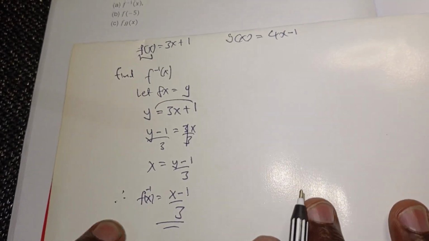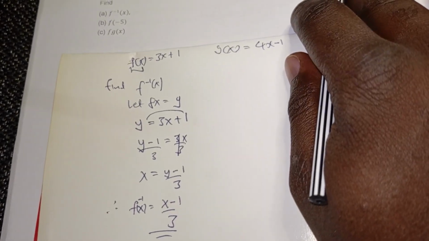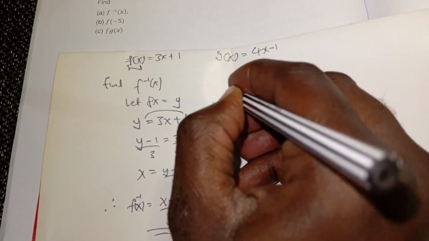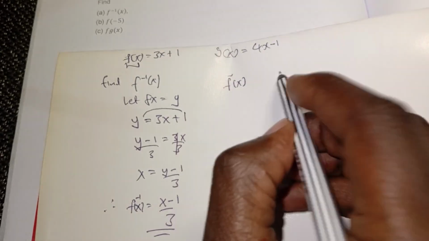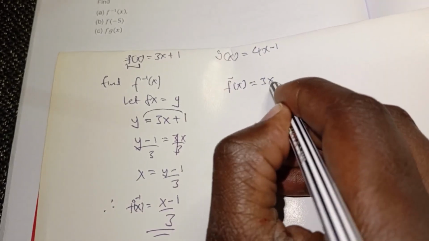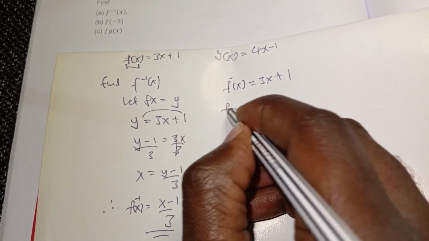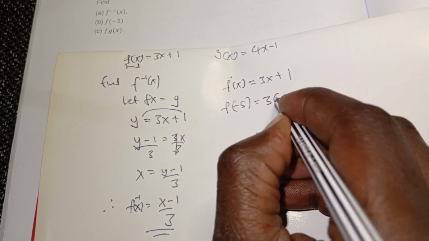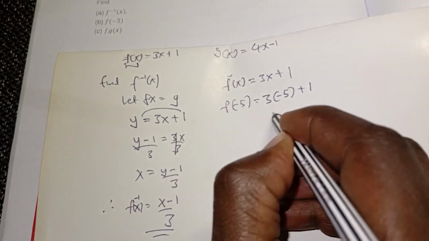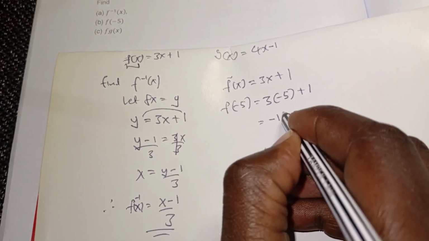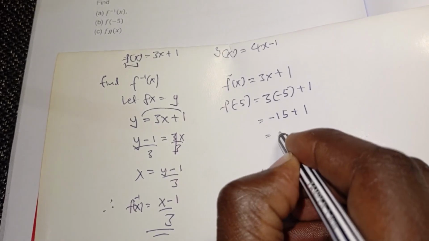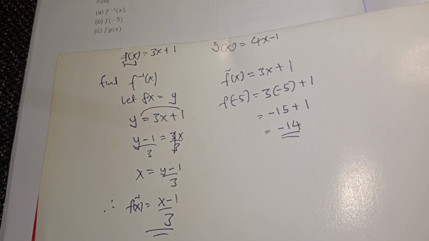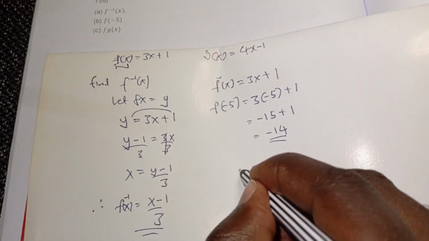Okay, and the next question says f of negative 5. So we go back to this one. This one was f of x is equal to 3x plus 1. Now I find f of negative 5. So it is 3 times negative 5 plus 1. So this is going to be negative 15 plus 1, and this will be negative 14. You're done.